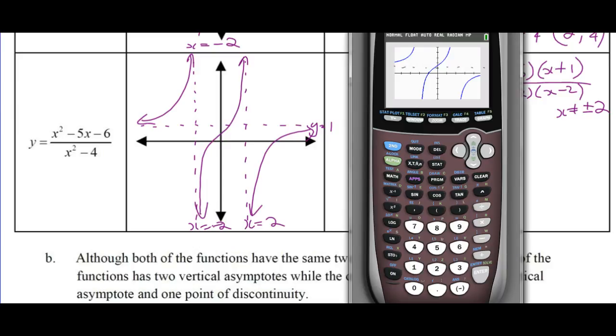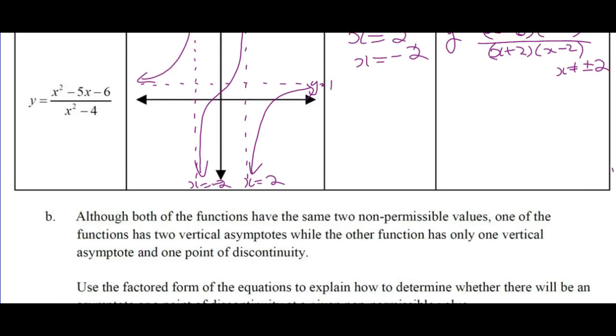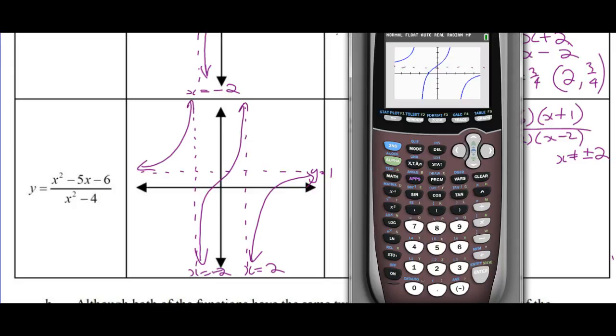If you graph y equals 1, where the horizontal asymptote is, it still gives you a point of intersection. Here? Yeah. Okay, so the observation was, if I graph y equals 1, then the graph is intersecting the horizontal asymptote. And the answer is, it's okay.